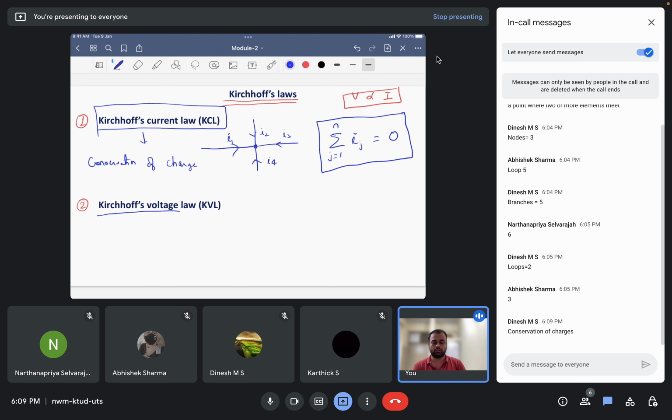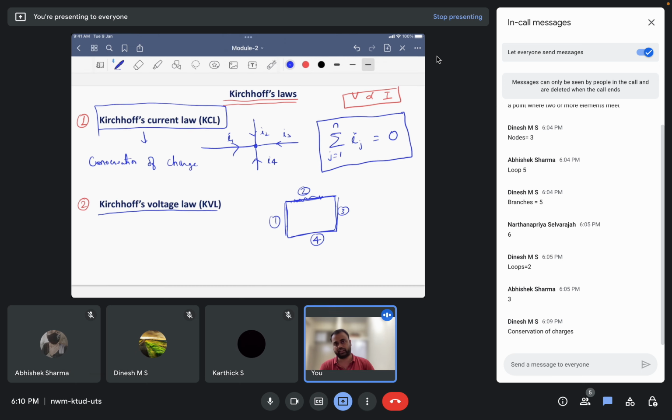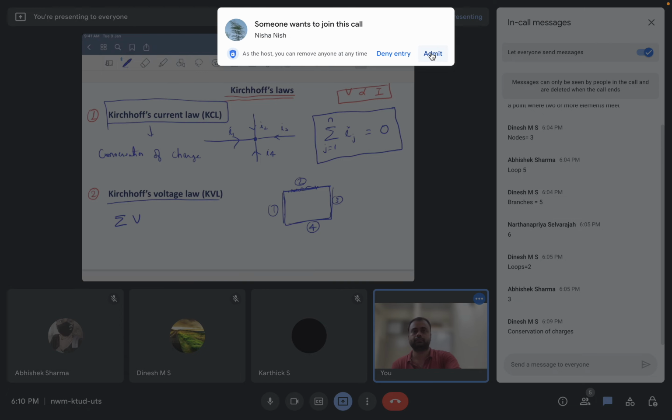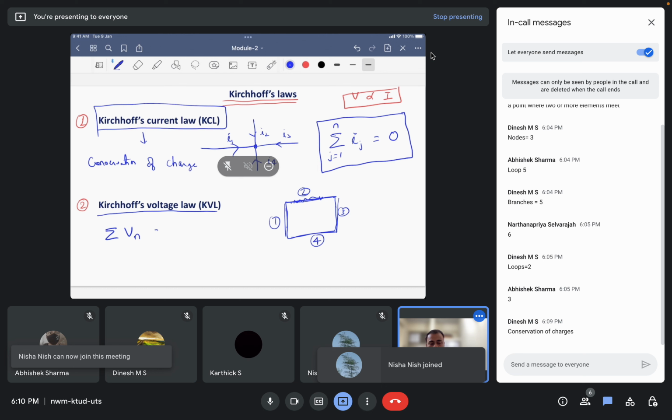Similarly, Kirchhoff's voltage law works in a loop. For any closed loop, the sum of voltages in all the branches of the loop is zero. Suppose here we have 4 branches, let us name them 1, 2, 3 and 4. These branches can have any circuit parameter such as a resistor, a capacitor or an inductor. Then the sum of voltages for all the branches will always be 0.